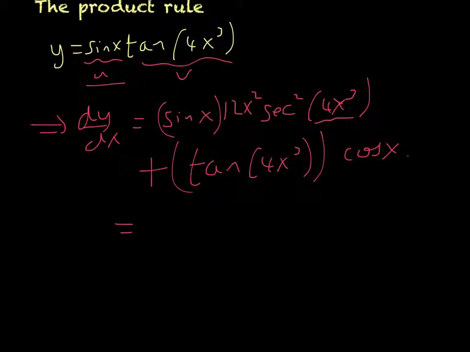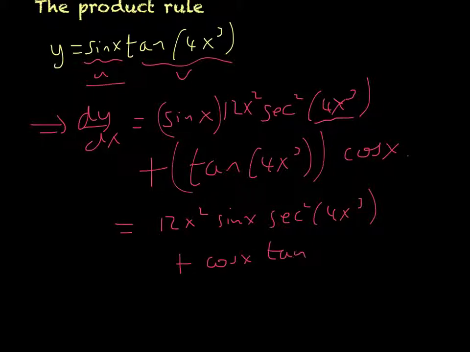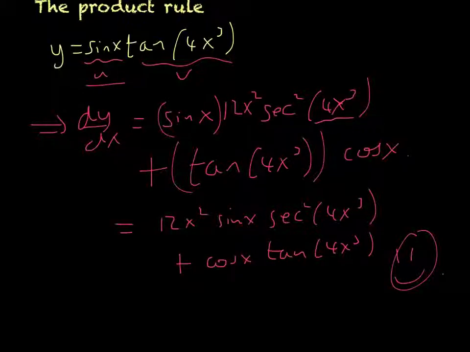We could tidy that up somewhat: 12x squared sine x times sec squared 4x cubed, plus cos x tan 4x cubed. And we're happy. So now we're going to move on to the quotient rule.